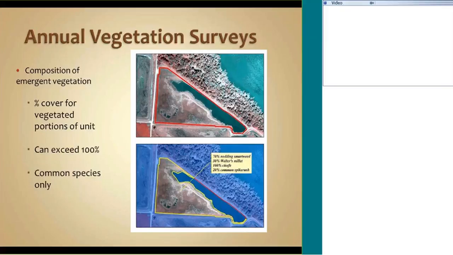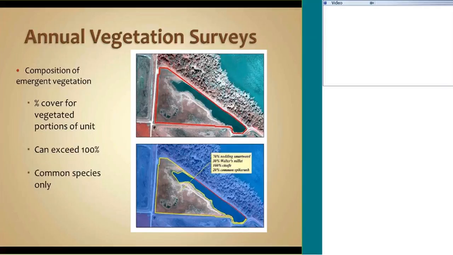Again, we're only looking at common species. We don't want to make this an exhaustive inventory where you're hunting down those things where there may only be 10 or so individuals in the vegetated area, and we cut it off at 5%. So if the plant is less than 5% cover, you can just ignore it completely. And really, to be 5% cover, that's pretty good. There's a lot of that plant out there at that 5% cover.